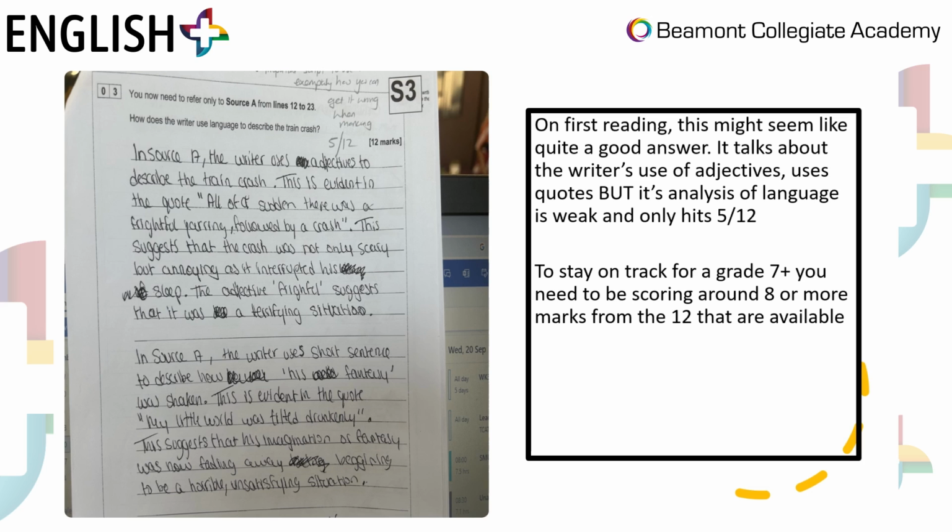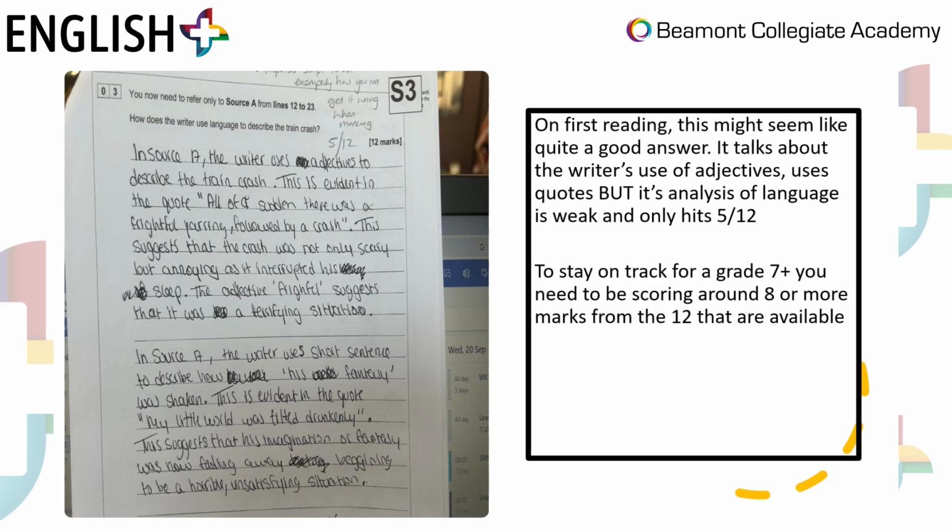This is not anywhere close to what you need to be getting if you're going to get a grade 7, because what it says about the quotes isn't true. The choices are poor. "All of a sudden there was a frightful jarring." They've not dealt with the suddenness of it. They say "frightful" suggests that it was terrifying. It just really doesn't do anything there. There's no trying to layer it up, really. It's just saying the same thing.